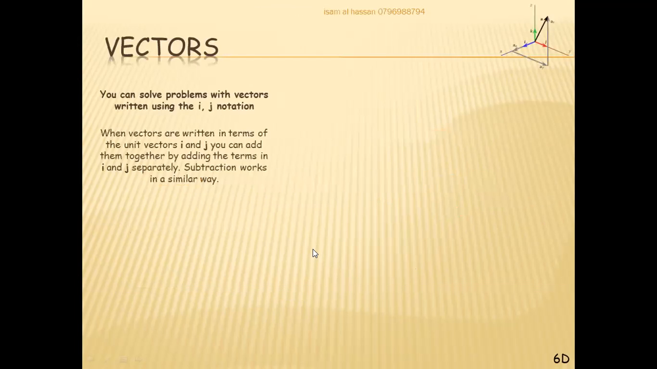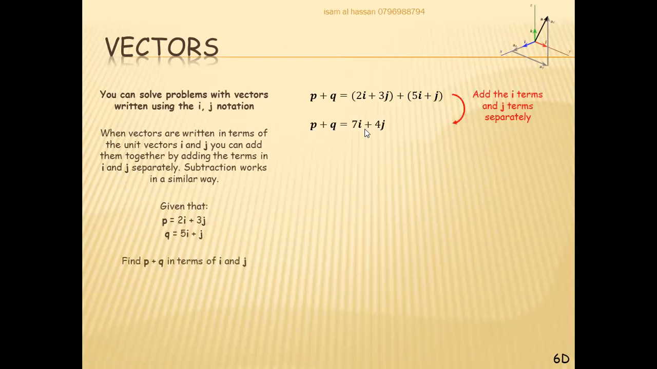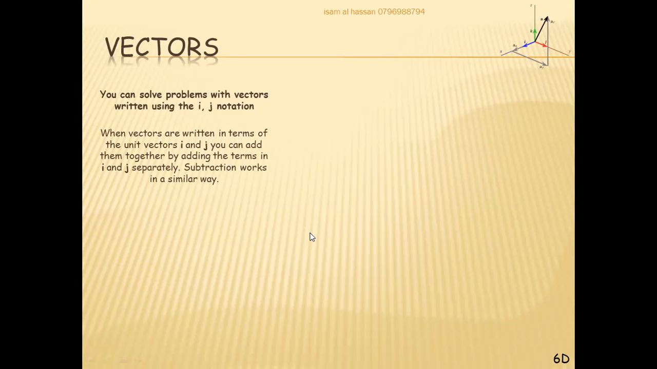You can solve problems with vectors written using i and j notation. The vectors are written in terms of the unit vectors. Given, for example, p and q, find p plus q. Of course, we add the x's together and the y's together, and we get 7i plus 4j. When vectors are written in terms of the unit vectors i and j, you can add them together by adding the i terms separately. Subtracting works in a similar way.